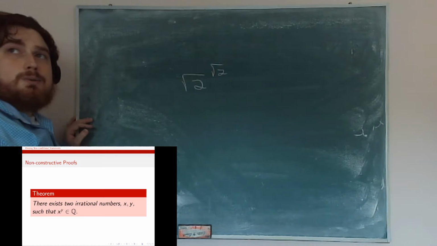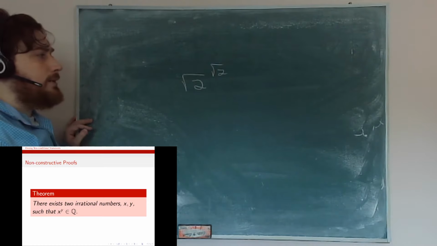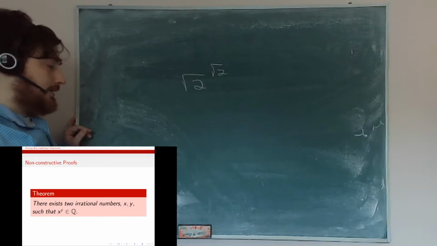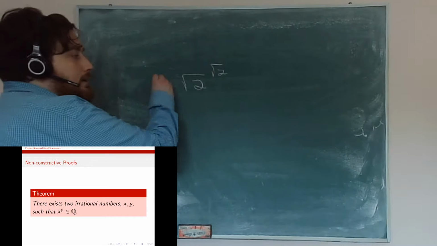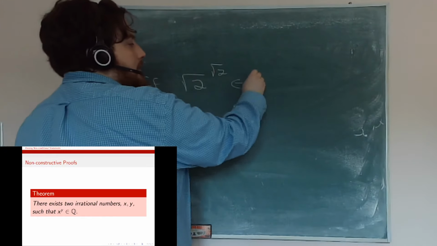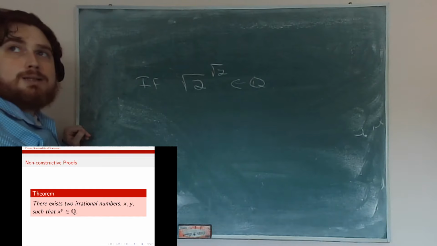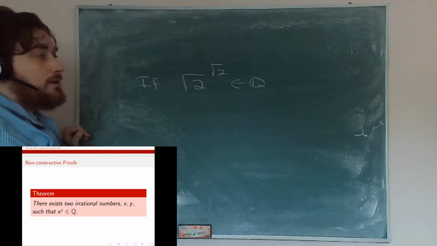So if we take the square root of 2 to the square root of 2, do I have any idea what that is? No, I really don't. There's no nice way to simplify this. However, if this is rational, then I'm done, right? Because I have an irrational to an irrational is rational, so I'm done.